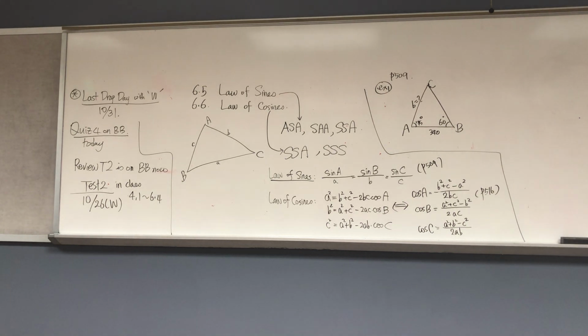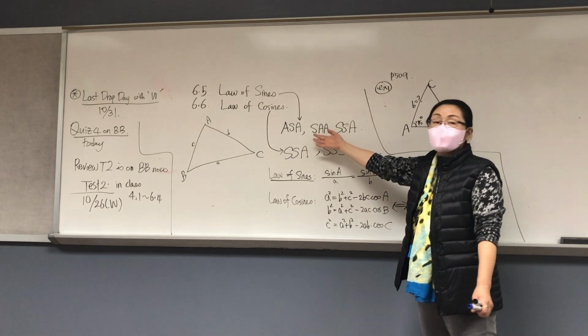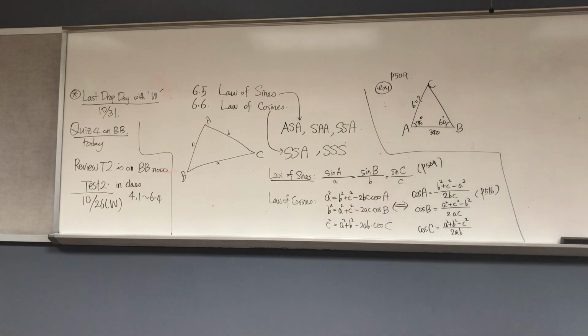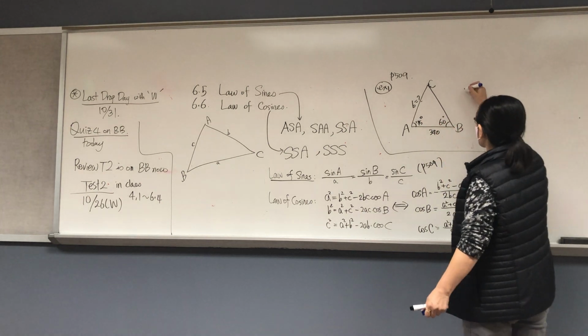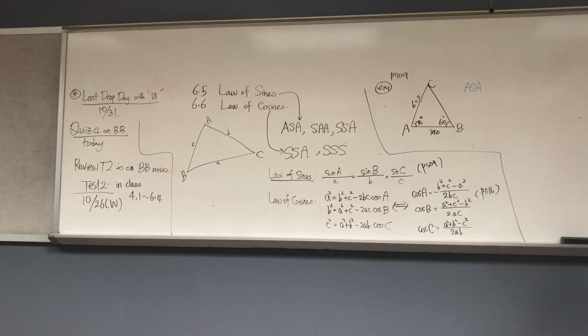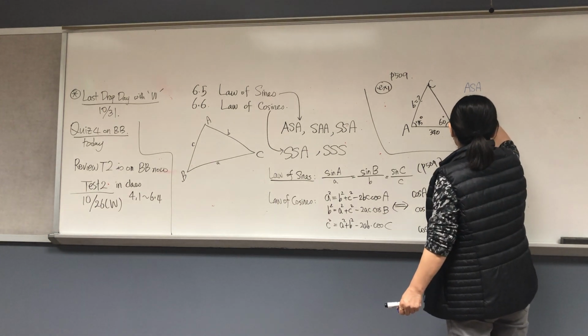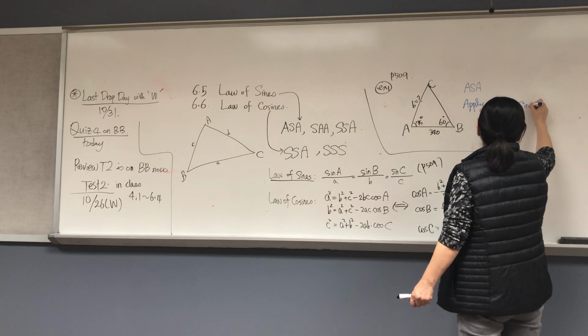First job to solve this type of problem is what? Set up the triangle with the given information. And then from the given information on the triangle, what kind of condition do you satisfy? ASA. ASA, good. So this is the ASA form. ASA is good to use the law of sines, am I right? Yes. So we will apply it. How to apply?